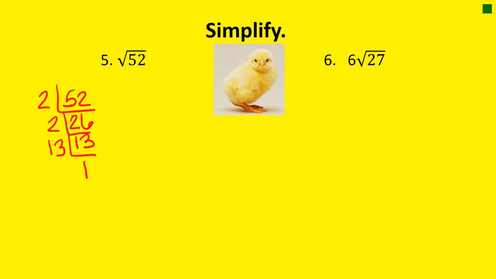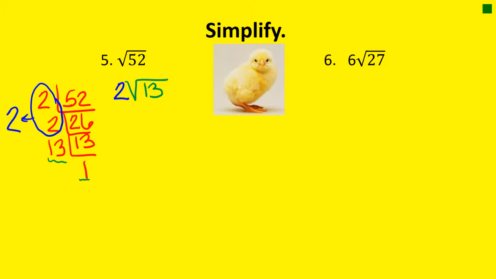So now you're looking for perfect squares. 2 times 2 happens to be 4, which is a perfect square. The square root of 4 is 2. So I bring out the 2. What didn't make it out? Well, the things that didn't make it out also get multiplied, and that would be 13 times 1, which is 13. So this simplifies to 2 times the square root of 13.